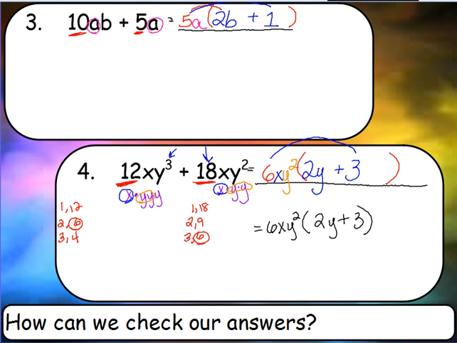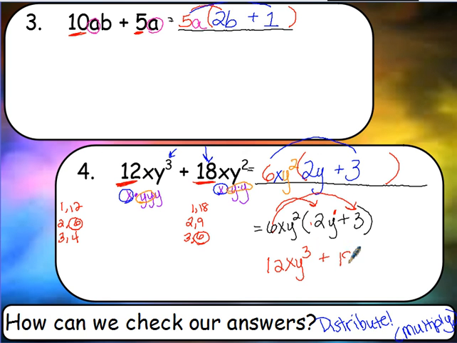Now, how can we check our answers? Well, pretend that we started with the answer and we were working the other way. We have to distribute. Instead of backwards distribute, we want to distribute or multiply to check. So let's just check our last answer. If I distribute this, I end up with 6 times 2 is 12. X stays x. Y squared times another power of y gives me y cubed. So far, so good. Plus 6 times 3 gives me 18. And there's no other variables here, so I still have xy squared, matching my original problem. So this is the correct answer here.